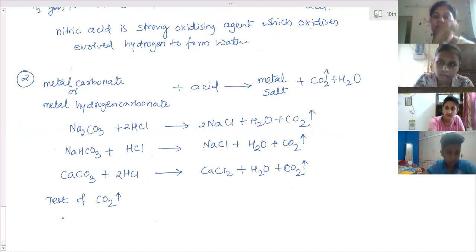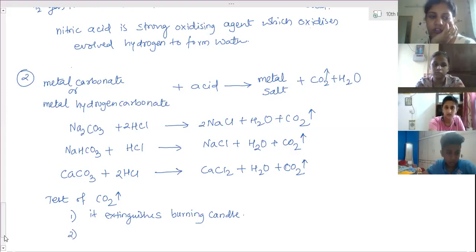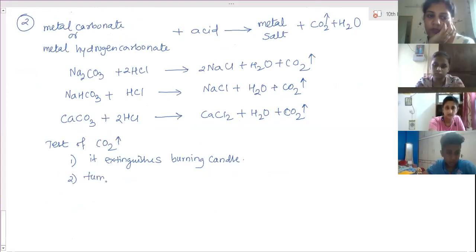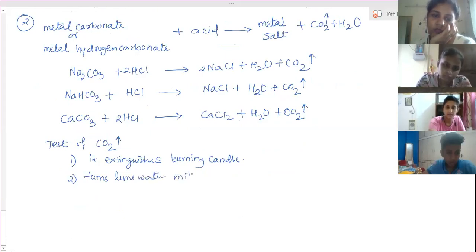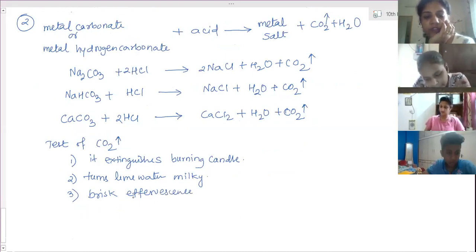Bring a burning matchstick near the gas, and it will extinguish the fire. Yes, it extinguishes a burning matchstick or burning candle. Second, it turns lime water milky. Third is brisk effervescence.